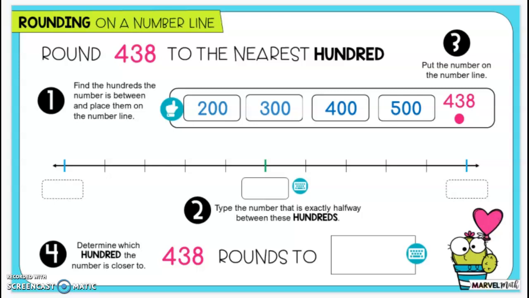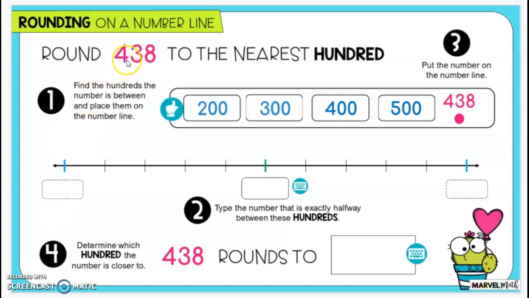Today we're going to round to the nearest hundred. First we're going to start by counting by hundreds. 100, 200, 300, 400, 500, 600, 700, 800, 900, 1,000, 1,100, 1,200, 1,300, 1,400, 1,500, 1,600, and it goes on and on.